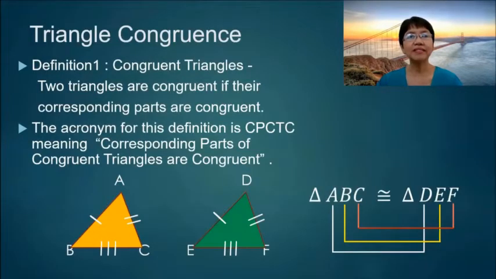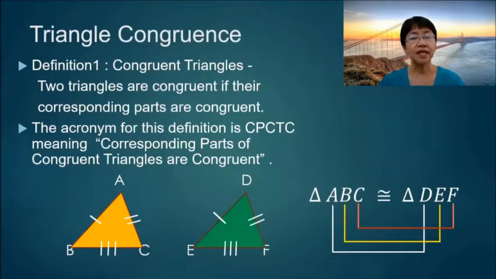Triangle Congruence Definition 1: Congruent triangles. Two triangles are congruent if their corresponding parts are congruent. The acronym for this is CPCTC, which means corresponding parts of congruent triangles are congruent. So in these two triangles, the marked parts are the corresponding parts.